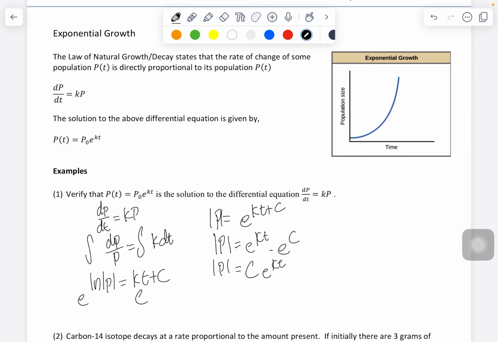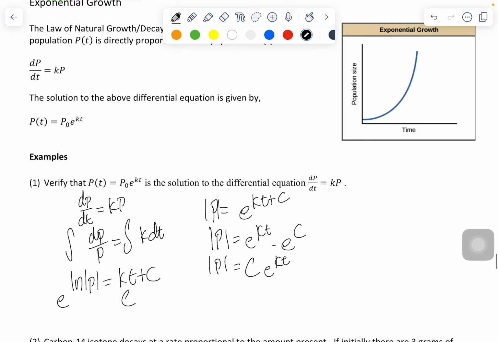And once we have this, we can find that c is the initial value of p by just plugging 0 in for t. So the p value when t is 0 is just c equals p of 0. So then we can get our equation that p of any value t is equal to our c value, which is the initial value of p, times e to the kt.